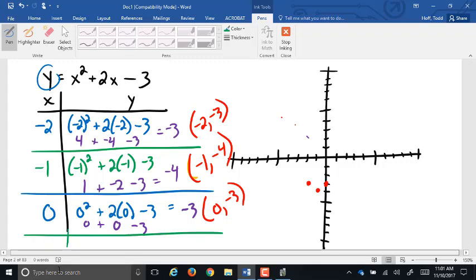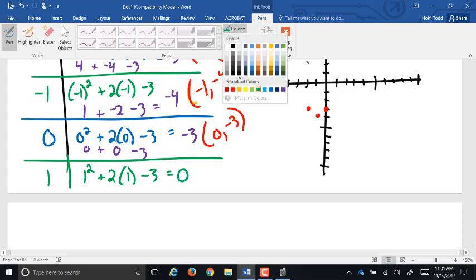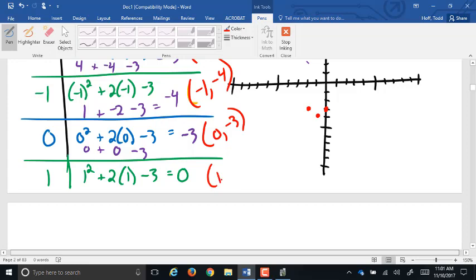Let's try x equals 1. So 1 squared plus 2 times 1 minus 3. You guys tell me what you get. 0, perfect. When x is 1, y is 0. That's right here.